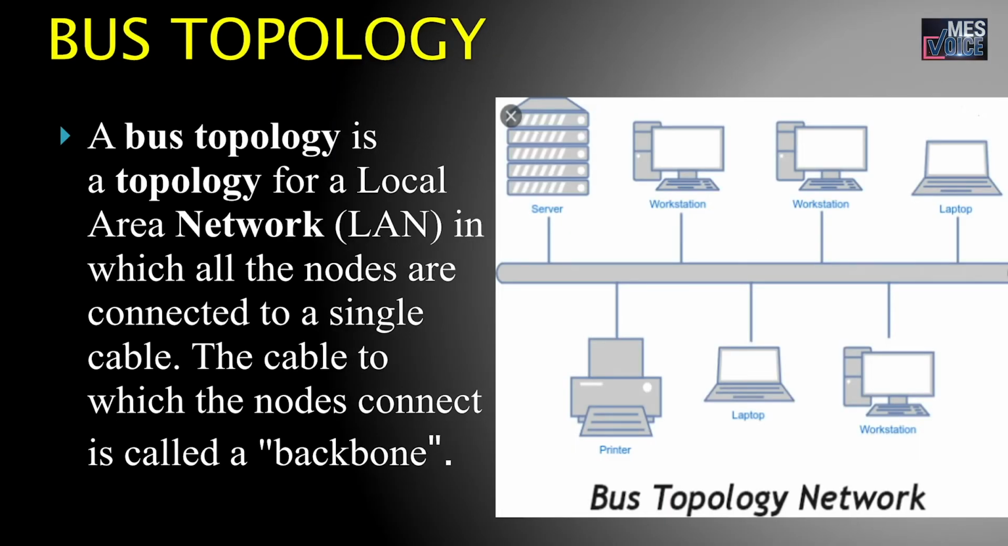Third topology is bus topology. A bus topology is a topology for a local area network in which all the nodes are connected to a single cable. The cable to which all the nodes are connected is called the backbone of the network.